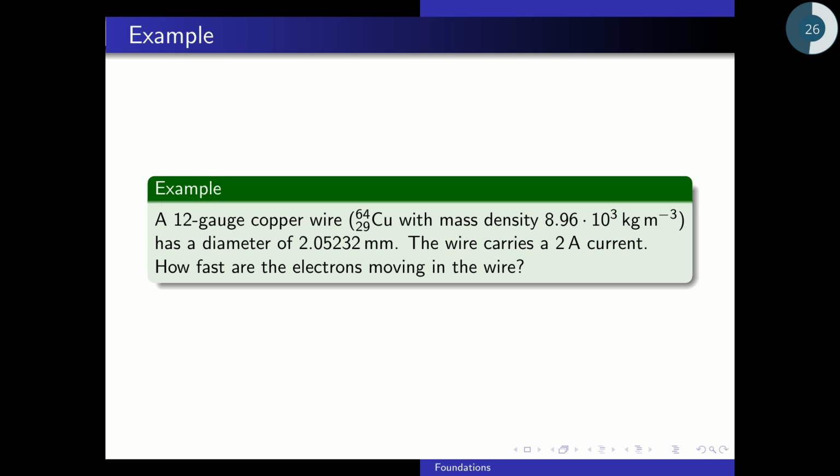So let's actually try this out. I'm going to take some 12 gauge copper wire. We're looking at copper 64, which has a mass density of nearly 9,000 kilograms per cubic meter. That 12 gauge wire has a diameter of a little over 2 millimeters. And we're going to let it carry a 2 amp current, which is a moderately substantial current. We want to know how fast the electrons are moving in the wire.